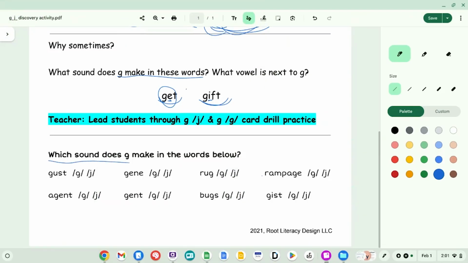Which sound does G make in the words below? I want to look right next to the letter G. It says G-U, G, gust. G-E, J, agent. G-E, J, gene. G-E, J, gent. There is nothing after that G, so it says G, rug. G-S, G, bugs. G-E, J, rampage. G-I, J, gist.